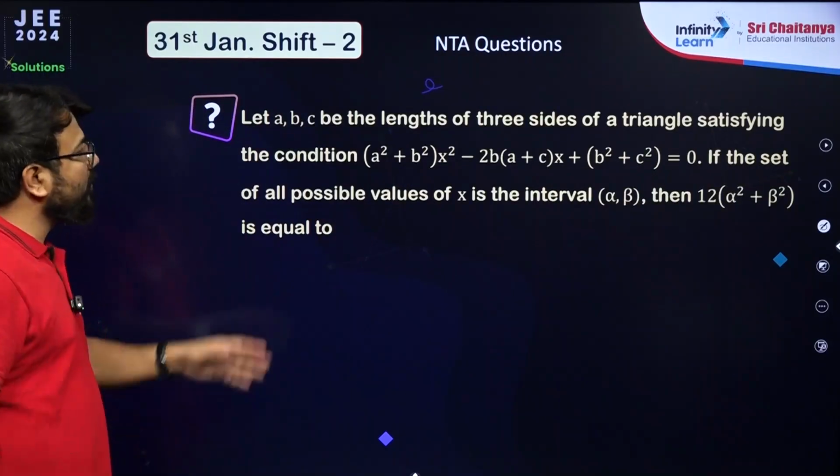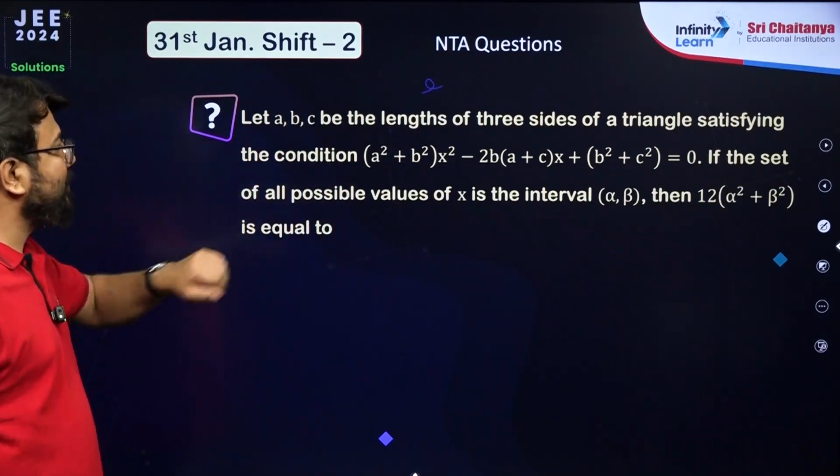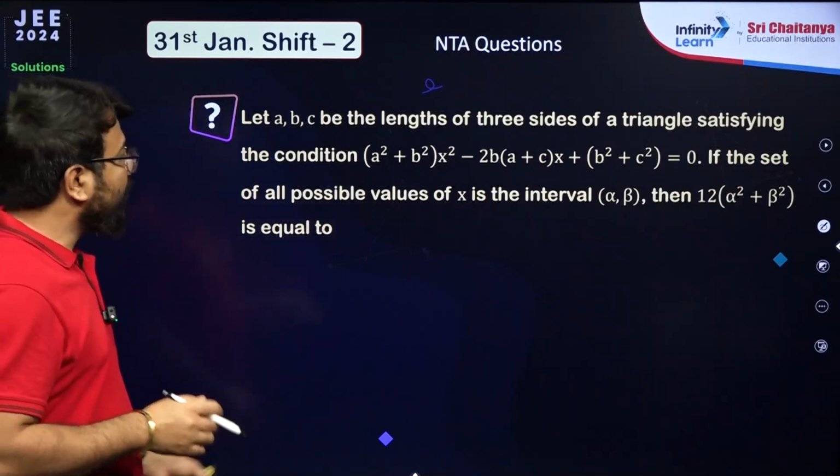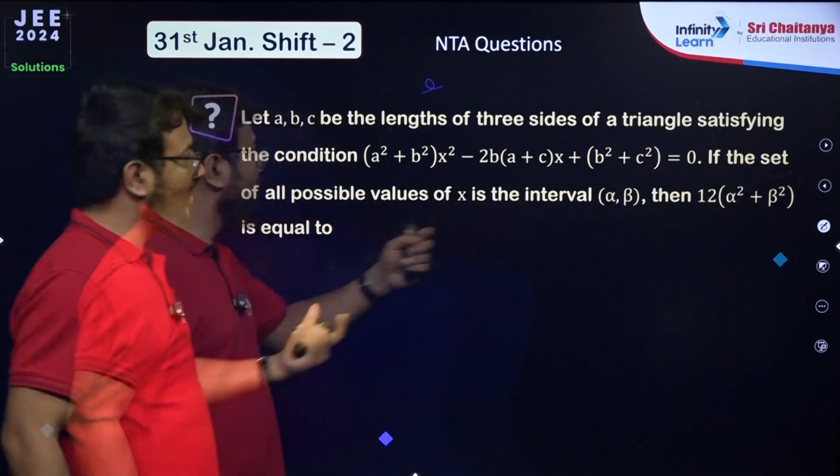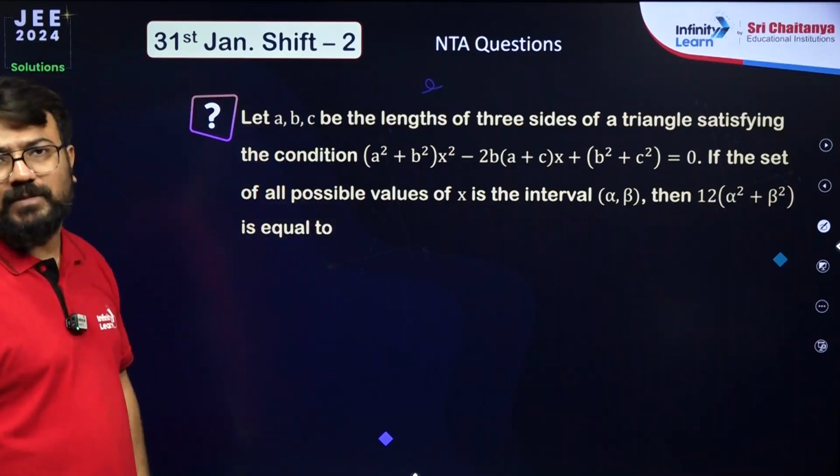Moving ahead to the next problem: ABC, with the lengths of the 3 sides of the triangle satisfying this relationship. If the set of all possible values of x in this interval will be alpha to beta, then 12 times alpha square plus beta square will be what?